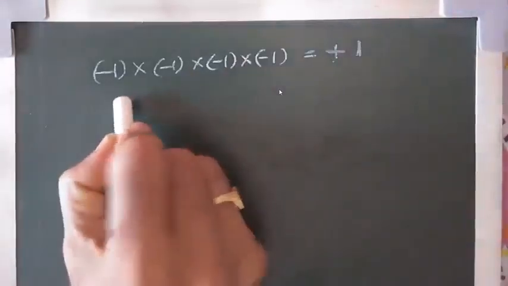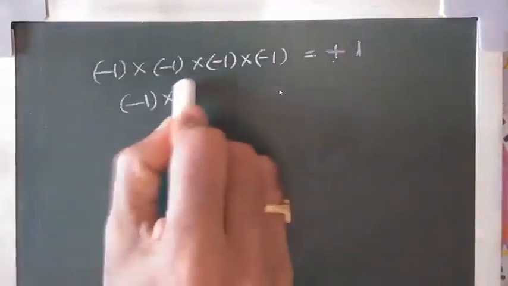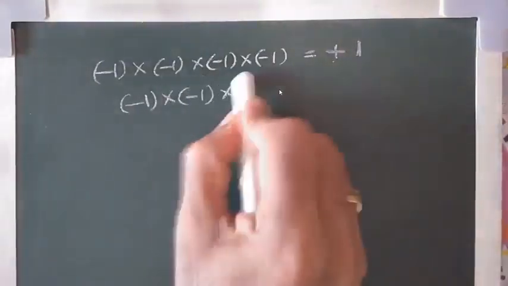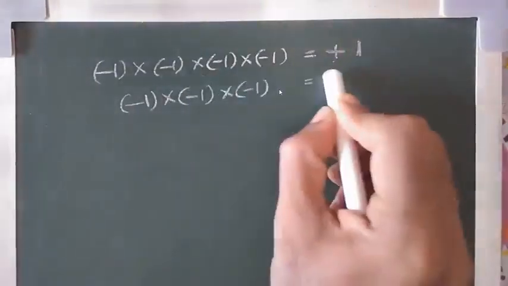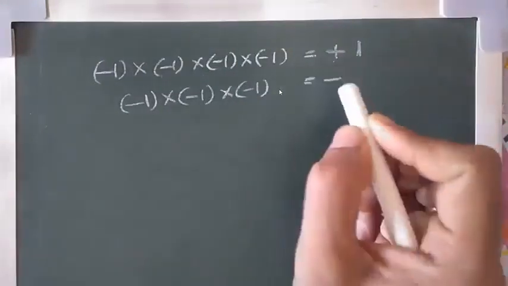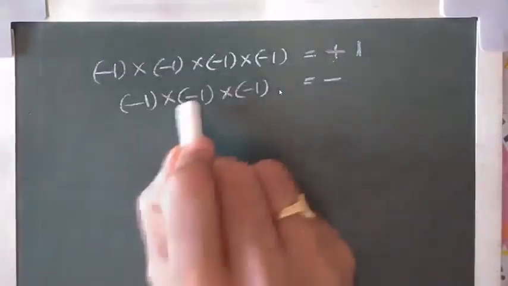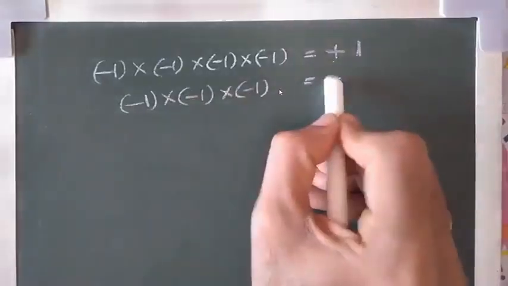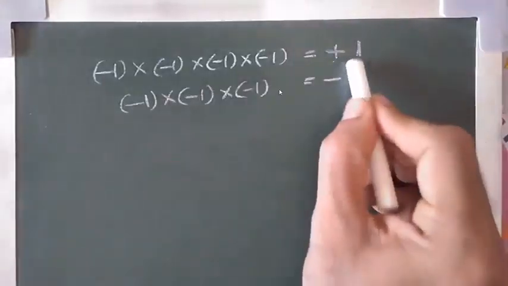If you are multiplying an odd number of negative numbers, you always get a negative sign. So these two properties you have to remember. Minus into minus is plus, plus into minus is minus, 1 into 1 into 1 is 1, so minus 1.